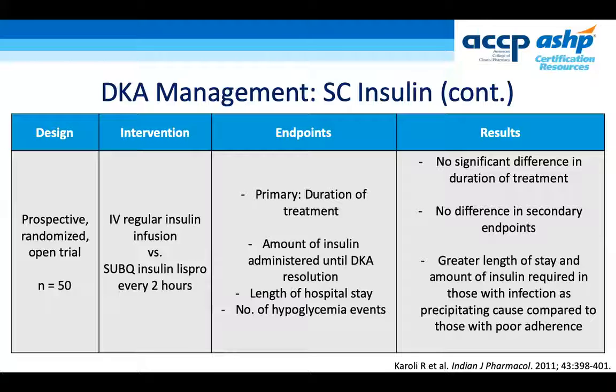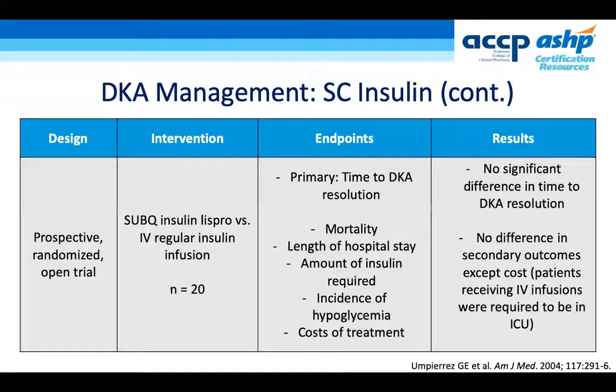Results here were similar, so no significant difference in duration of treatment, no difference in secondary endpoints, but they did find that there was a greater length of stay and amount of insulin required in those with infection as the precipitating cause compared to those with poor adherence. And that clinically makes sense given that they have an infection and an actual cause. And so we would need to be able to treat that infection probably before we're getting a great resolution of their DKA. So that makes sense clinically.